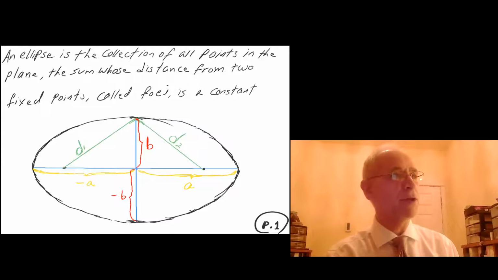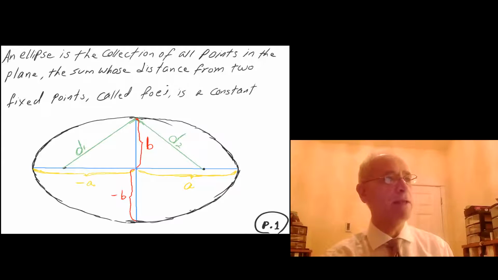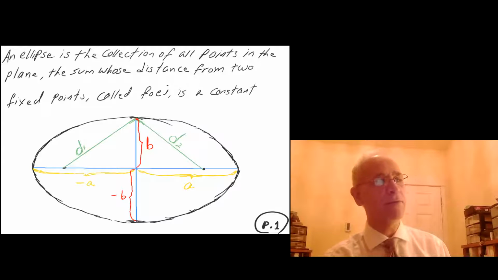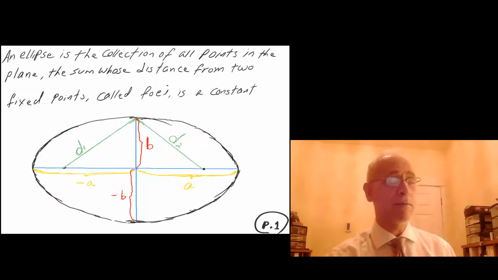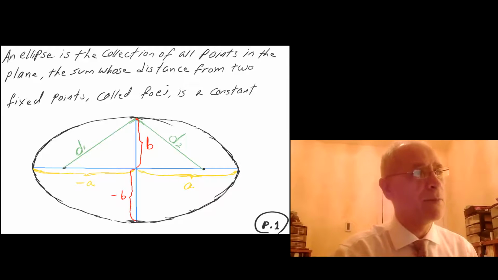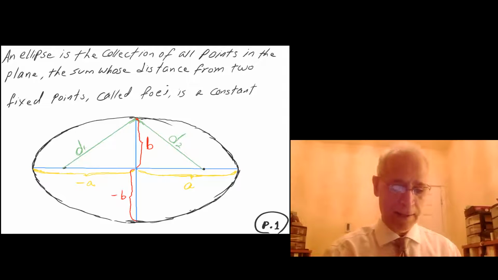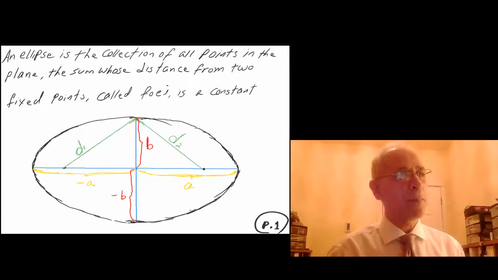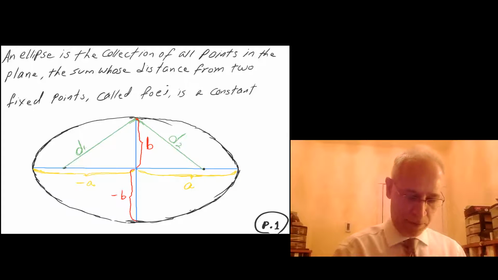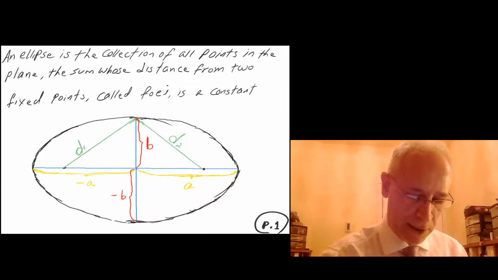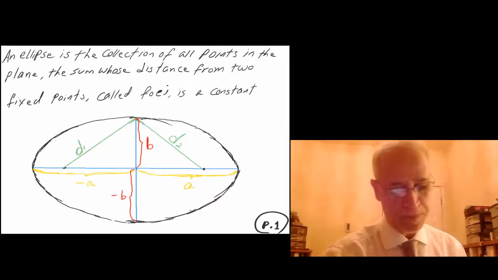An ellipse is the collection of all points in the plane, the sum of whose distances from two fixed points called foci, or some teachers pronounce it foci, I'm not sure which one is correct, it's up to you, is constant. So let me first fix this and say that this is foci.